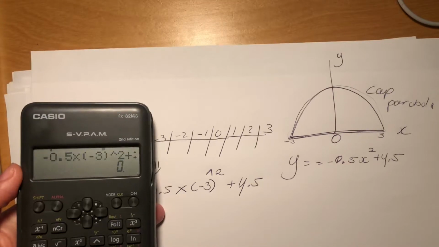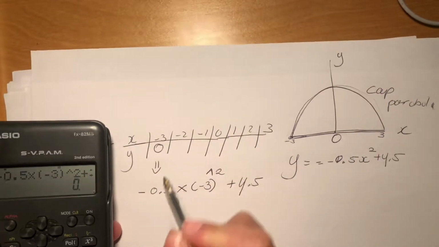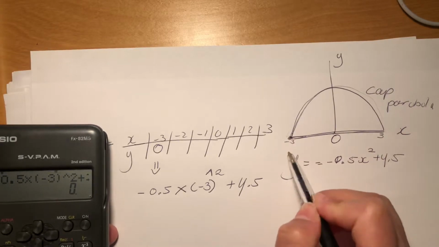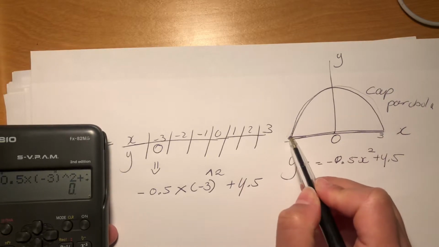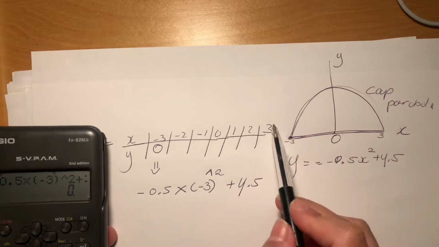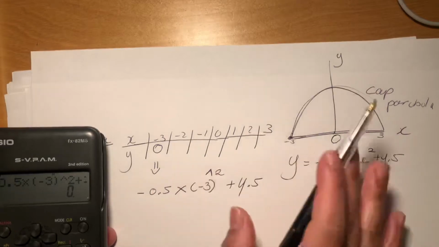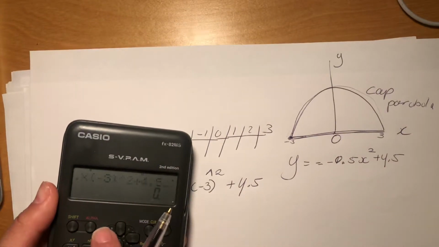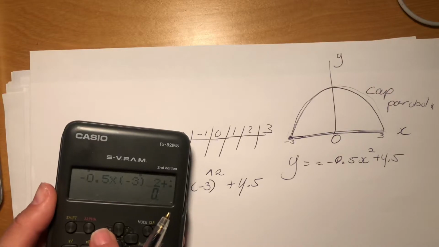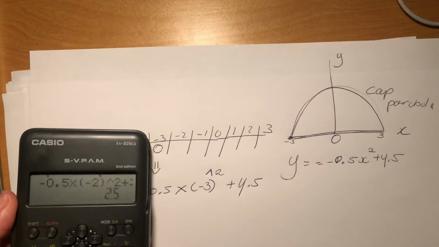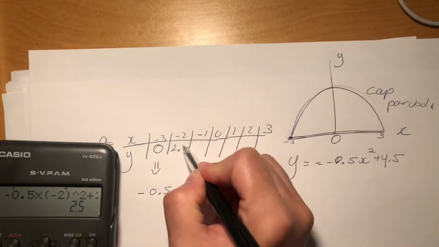And what we get is 0. So that means that over here, the height of the tunnel is 0, which is true because the tunnel hasn't started yet, it's the beginning point. Let's just see what we will get. So now you have the formula completely here. You can change the minus 3 to the negative 2. You press the equal sign and you get 2.5.